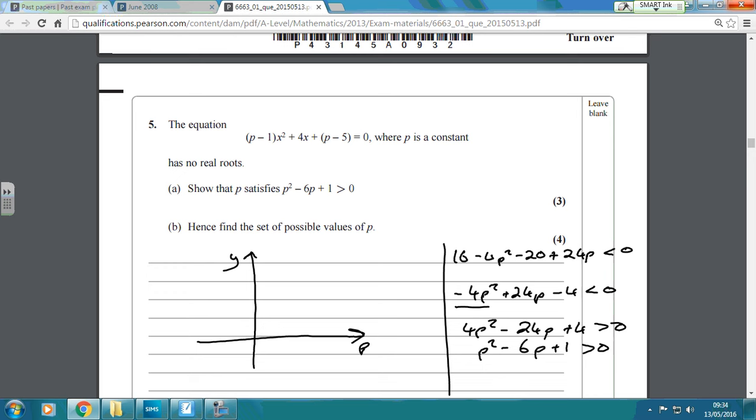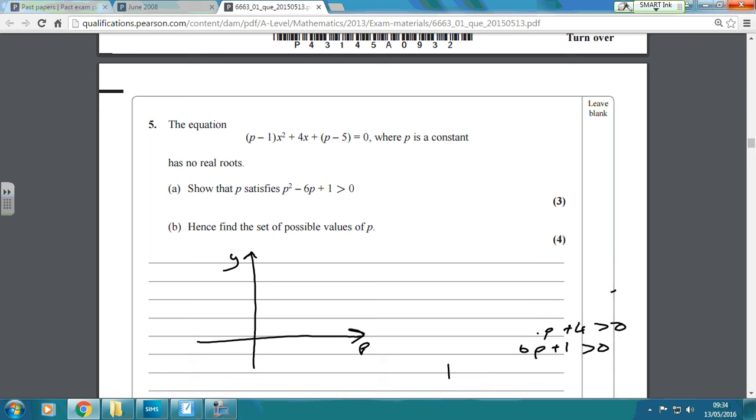We can do one of two things. We can either do completing the square, or we can use the formula. So in fact, let's do both. If we do completing the square, that's going to be p minus 3 squared, take away 9 plus 1, which is greater than 0. Well, if we set it equal to 0.